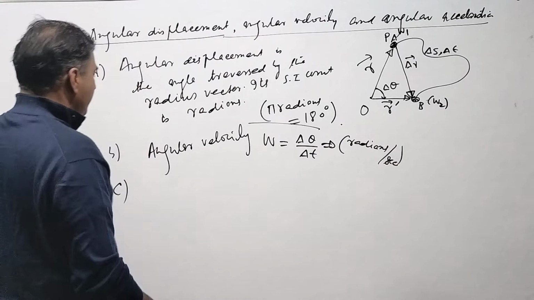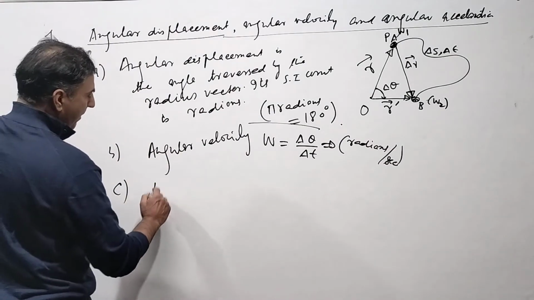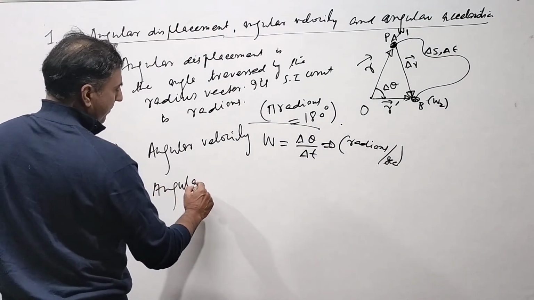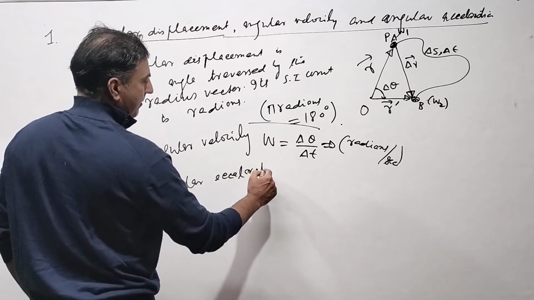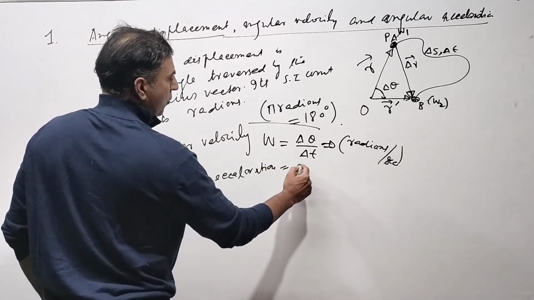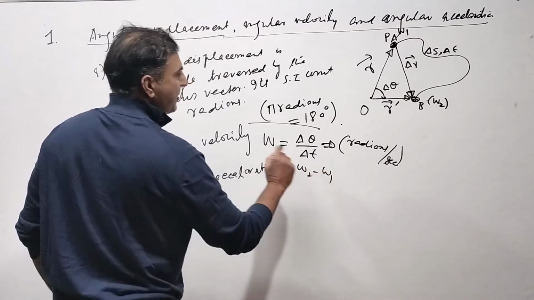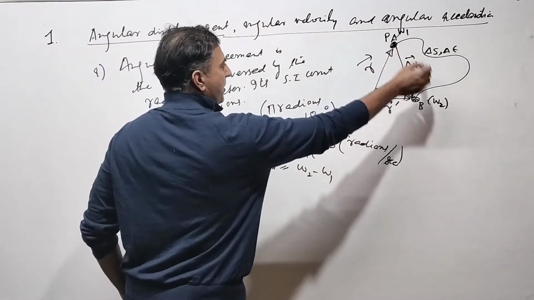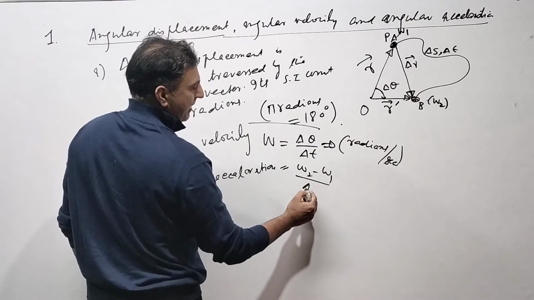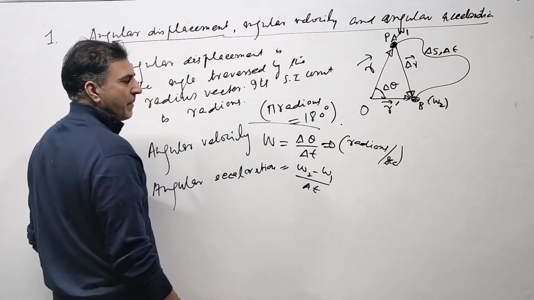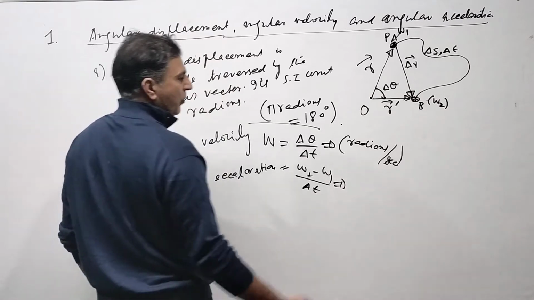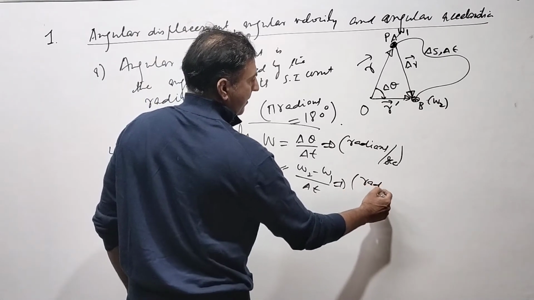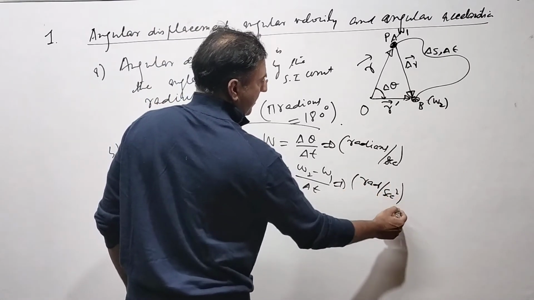So angular acceleration alpha is equal to omega 2 minus omega 1, the change in angular velocity when the particle goes from here to here, divided by delta t. And its unit is radians per second square. That's all.